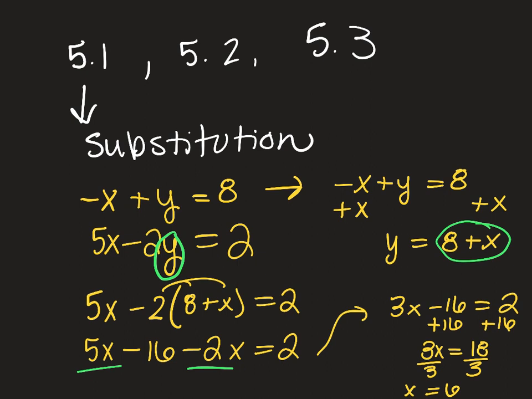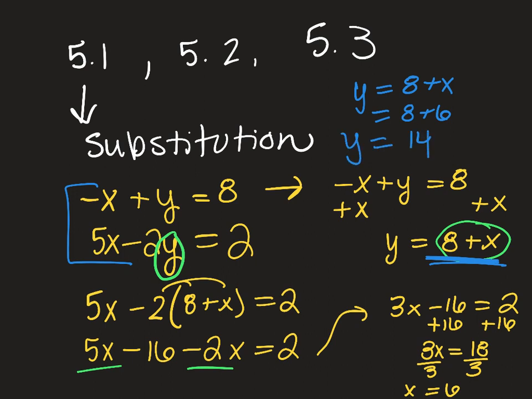All right, now that we have x, we can plug that back into one of our original equations and get y. Or actually, even easier, we can plug it in right here and get y. So, since y is equal to 8 plus x, and we now know that x is 6, we know that y is equal to 14. So then our solution is 6 and 14.